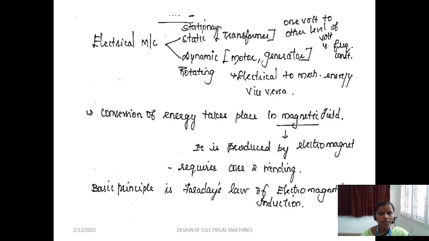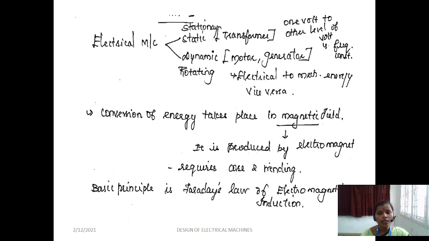And how does this conversion happen? It takes place in a magnetic field. You may have a question about what a magnetic field is and how it is produced. Actually, it is produced by electromagnets, which are incorporated once you place your design considerations. Moreover, to produce the magnetic field, it requires an arrangement of core and windings.